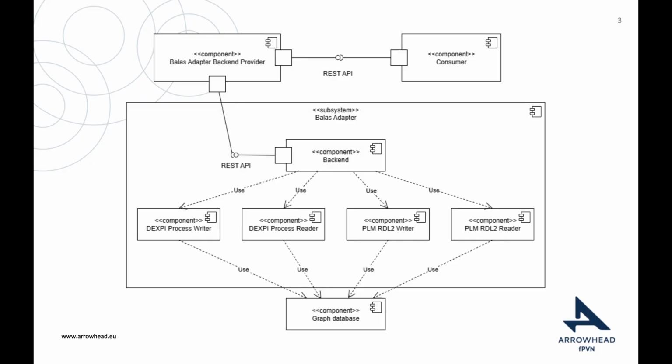This is a diagram describing the structure of the BALAS adapter. Here we have the consumer that connects to the provider system through the REST API, and the provider then connects to the BALAS adapter backend itself. And the backend then uses one of 4 converter components. That converter component then connects to a graph database to perform mappings. The converted file is stored on the backend storage, and then it can be downloaded from there through the provider.